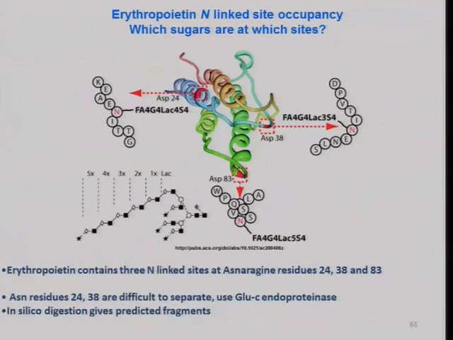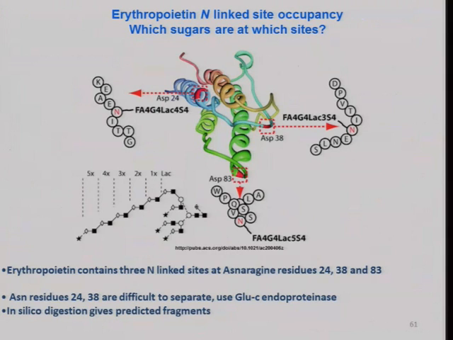And then when it comes to site analysis, first of all, you want to know which sites are occupied, and you also want to know which sugars are at which site. Now, this is really state-of-the-art stuff. It's really not easy to do this. You need to get an enzyme that will cleave these sites from the protein so that they're all independent. So you've only got asparagine 24 sugars on this peptide, and you've only got asparagine 38 sugars on this one, and so on.